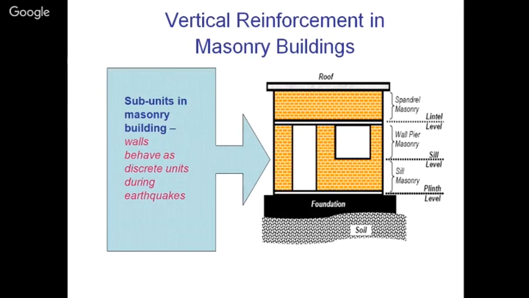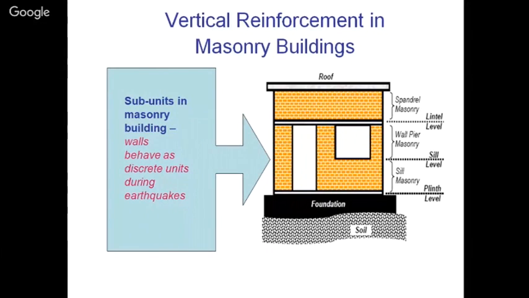Vertical reinforcement in masonry buildings. We have discussed horizontal bands, and along with horizontal bands, you can use vertical reinforcement also. So how can we provide the vertical reinforcement? First, let me discuss what the different levels are. Below the window level, the soffit of the window, we call it sill masonry.